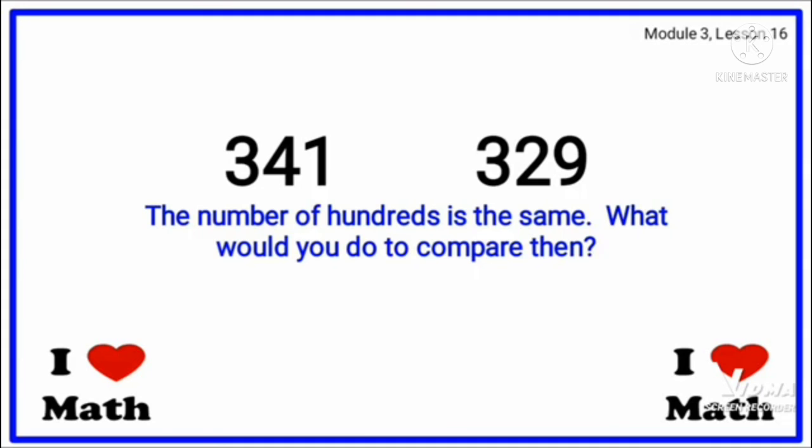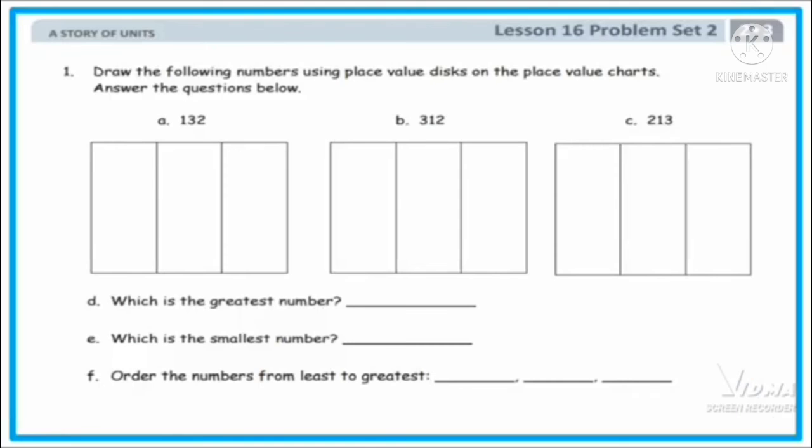So you start comparing with the highest place value, the hundreds, because we're talking about a hundreds place value chart. And then if they are the same, look at the tens. If the tens are the same, look at the ones. If the two are the same, you can say equal to. But in this case, 341 is greater than 329.